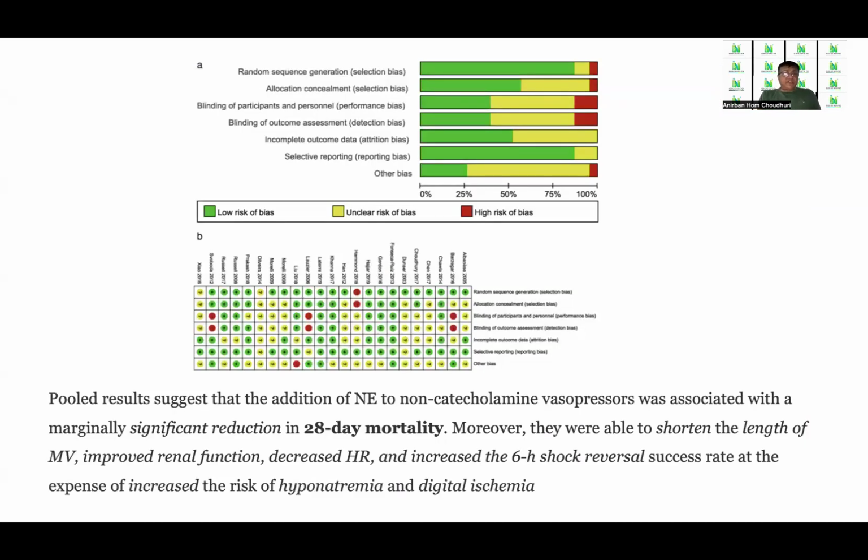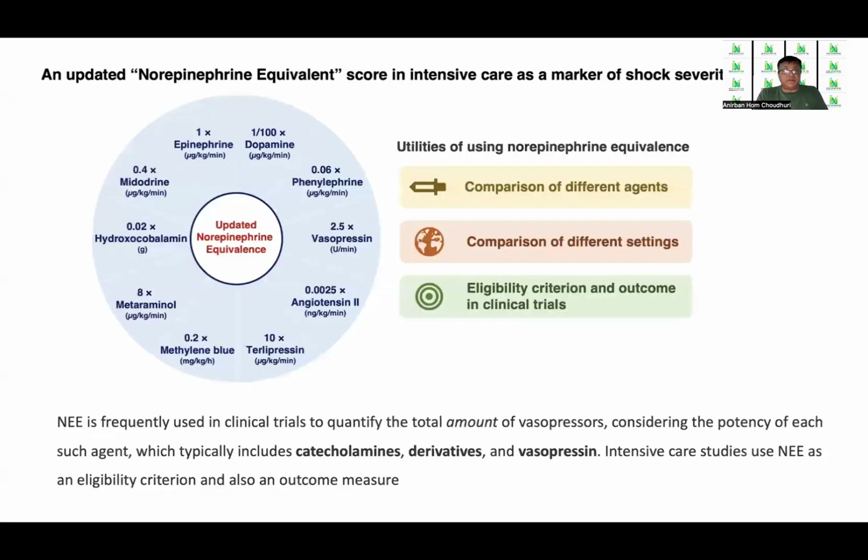There have been pooled results which suggest that addition of norepinephrine to non-catecholamine vasopressors was associated with a marginally significant reduction in 28-day mortality. Moreover, they were able to shorten the length of mechanical ventilation, improve the renal function by improving perfusion, of course, a decrease in the heart rate, and an increase in the 6-hour shock reversal success rate. But all this came at the expense of increased risk of hyponatremia and digital ischemia. So once we can control or contain these two things, then probably this is the best possible solution in hand.